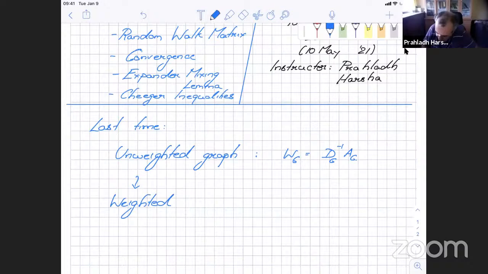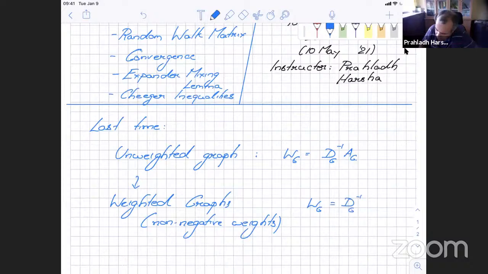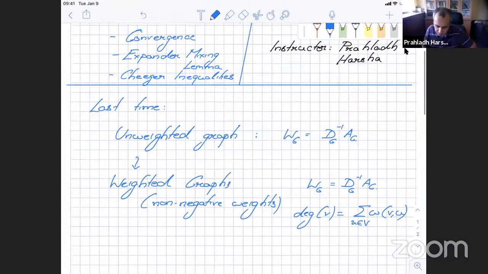Weighted graphs with all non-negative weights. You could have the same definition, D_G inverse A_G, where D_G, the degree of a vertex in this case, is defined to be the sum of the weights of the edges that go out of the vertex u. That was what was defined to be the degree. So we could work with this notion of a degree.